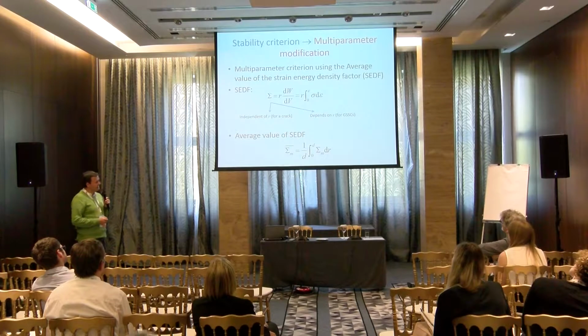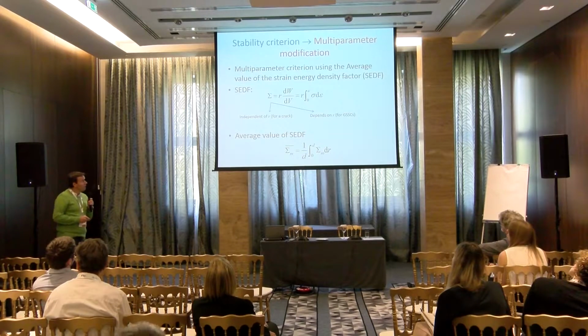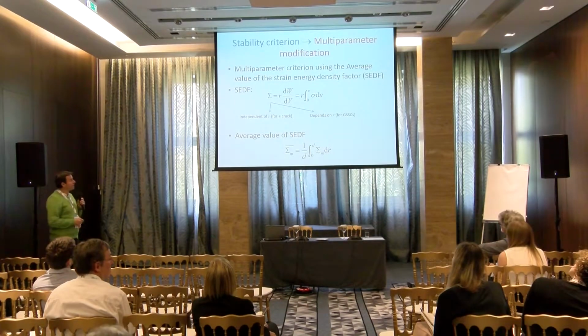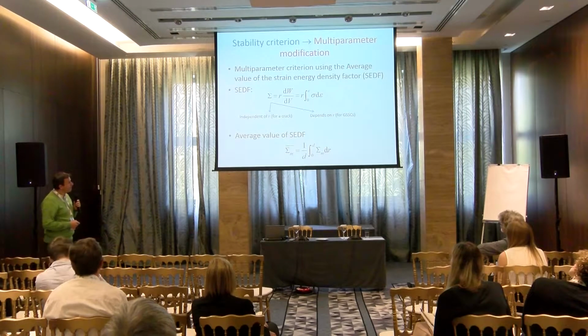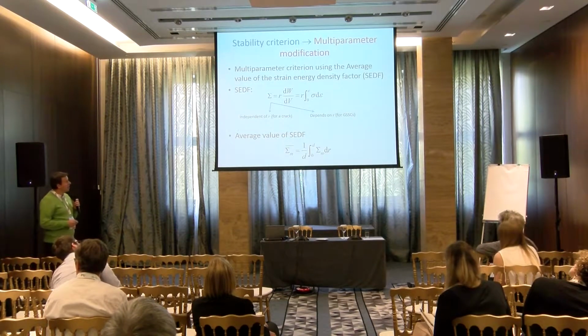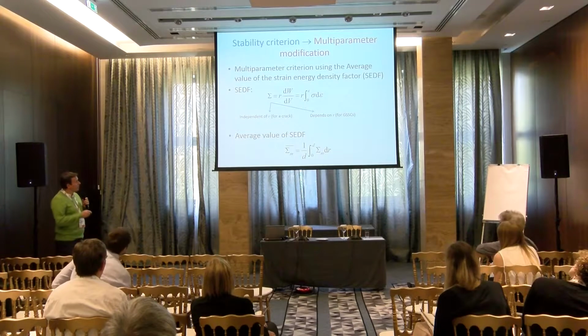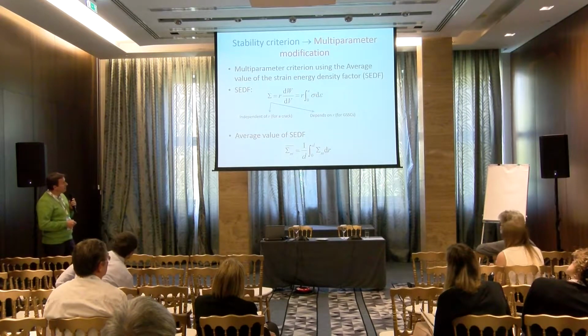Crack formation occurs in the tip of the bimaterial notch or sharp notch. In order to describe stability of the notch, there are many approaches, and in this paper I would like to present multi-parameter criterion using average value of strain energy density factor.